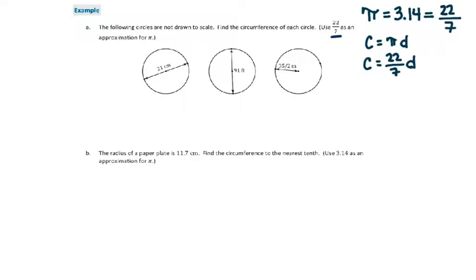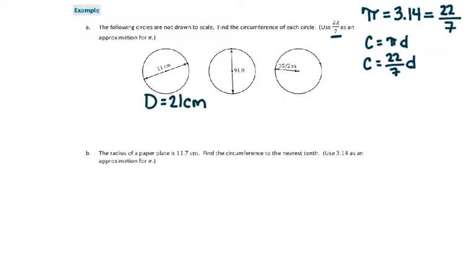So for example, in this first circle, since we have the length all the way across the circle, we say that the diameter is 21 centimeters. Now, if we wanted to know what the radius of the circle is, meaning from this point right here to the center of the circle, we would just divide 21 by 2, because it is half of the diameter. But we're not interested in the radius right now. We want to know what the circumference is, or the entire way around that circle.